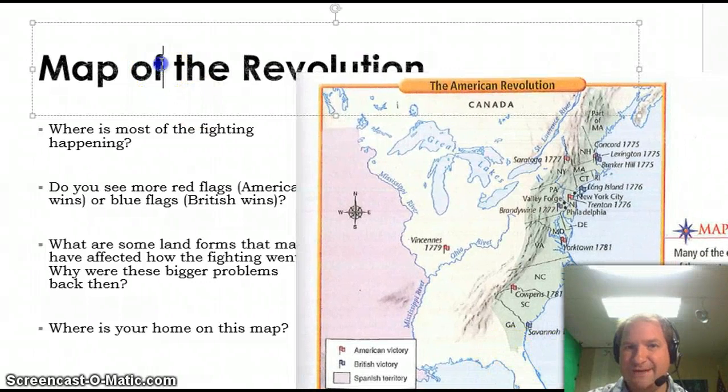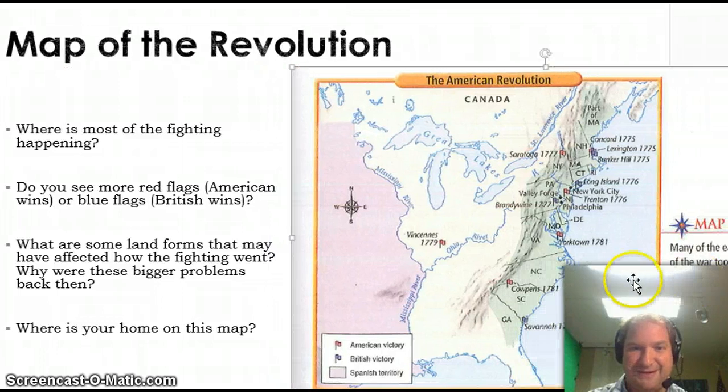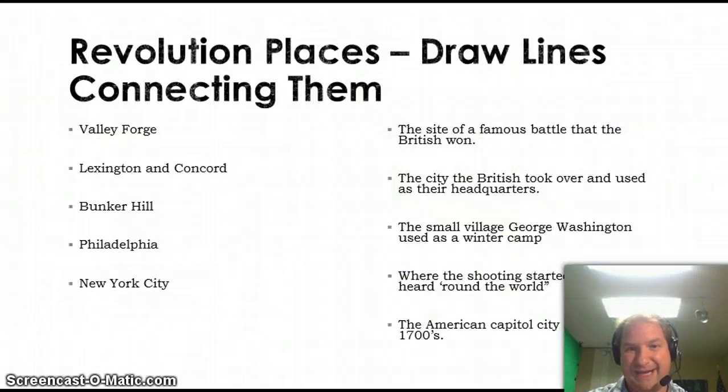So ignore all the Spanish part down in Florida. That's Florida. Who needs that? Not our state. So you're going to see a whole lot of red flags. Not a lot of blue ones. We actually lost lots of battles, but we still won the war. So some things that affected it. Notice these mountains. Hard to go west of them. Lost by the ocean. See if you can find Pennsylvania. Your part of Pennsylvania on this map.